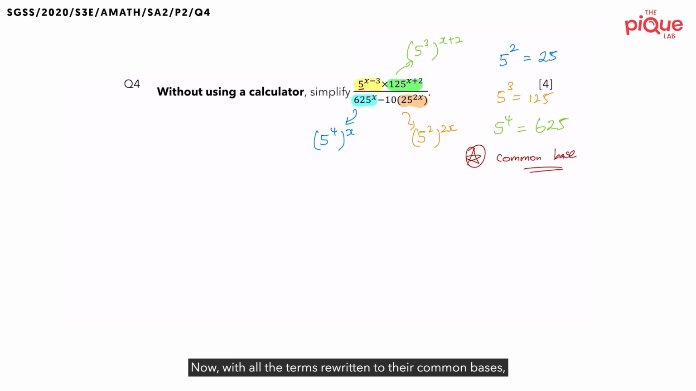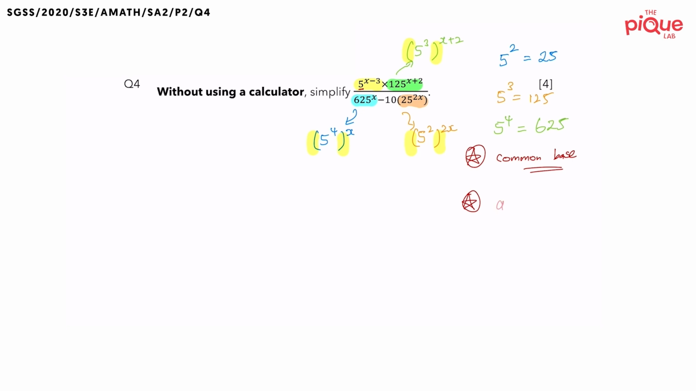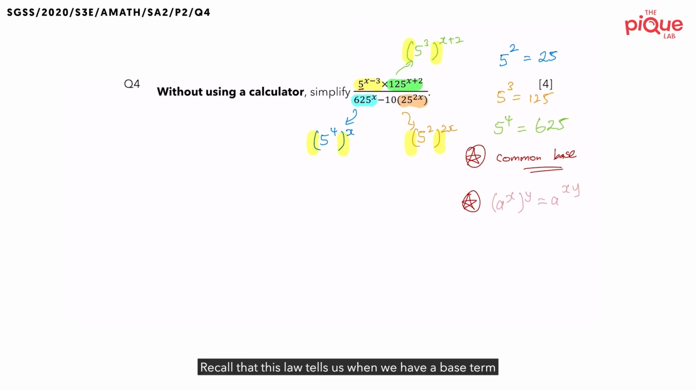Now with all the terms rewritten to their common bases, notice that the green stripe, blue stripe, and orange stripe all contain a bracket. Let us remove the brackets by considering the law of indices. Now the law that we'll be using here is as follows. Recall that this law tells us when we have a base term that has been raised to 2 powers, first by x and then by y, we will simplify by multiplying the powers together. So let's try this law out in our expression.